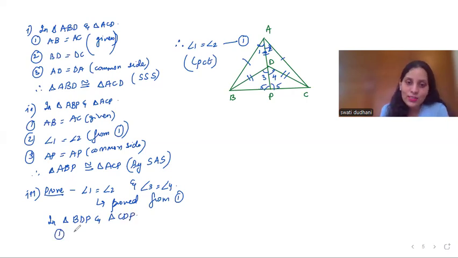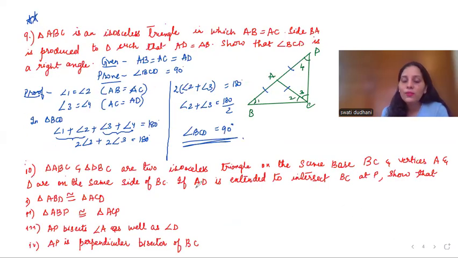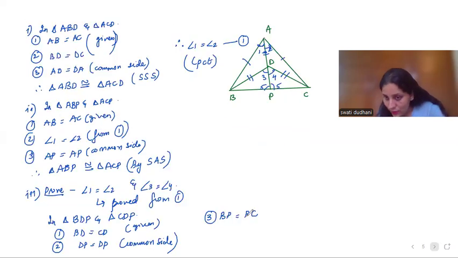So let us write what is given to us. We know BD is equal to CD. This is given to us. We also know that DP is common. DP is equal to DP, common side, right? And the third one is BP is equal to PC. Why is it? Because it is given that the side AD is extended to intersect BC at P, so it is intersecting in two equal parts. So it is given to us.